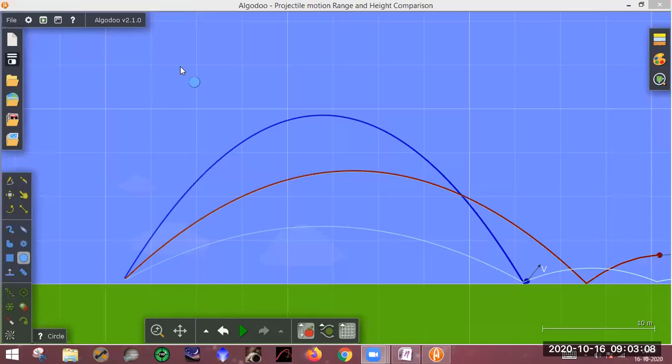Now this actually happened because the angles were complementary, right? The first one had an angle of 30 degrees and the third one had an angle of 60 degrees, right? These are called complementary angles, correct? This is what happens. So this is what Galileo proved for the first time way back.